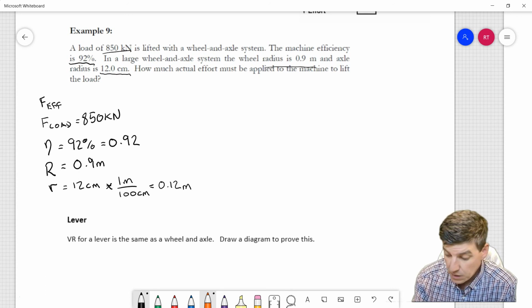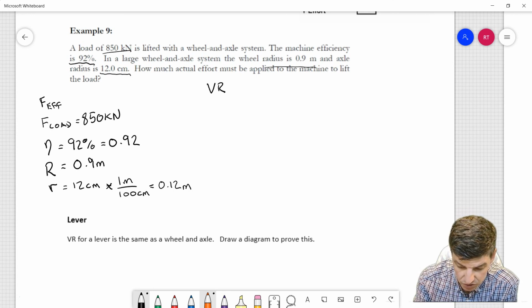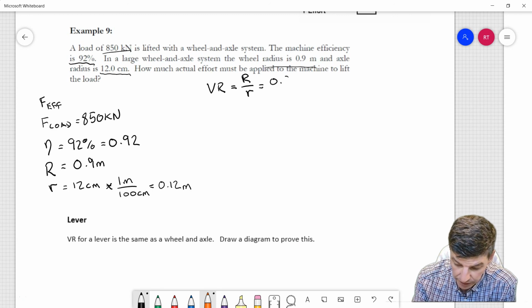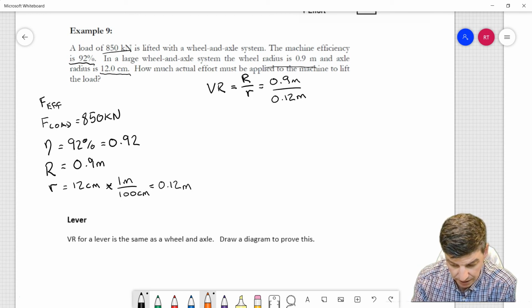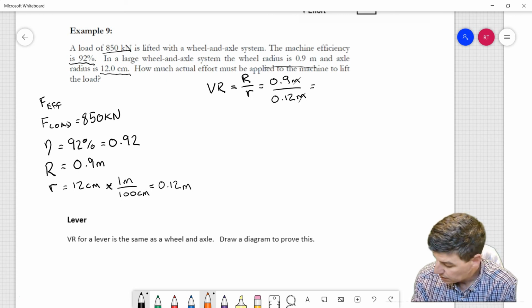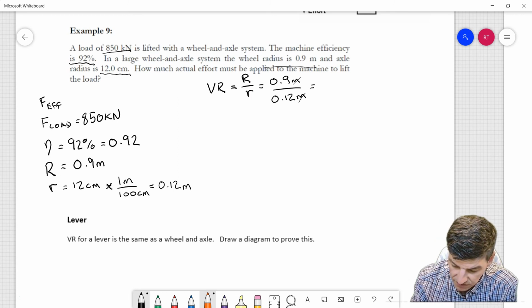From there, we're going to figure out our VR. For a wheel and axle, VR is the large radius compared to the small radius: 0.9 meters compared to 0.12 meters. Double check, make sure my units are consistent and will cancel themselves out. And when they do, I'm left with a VR of 7.5.